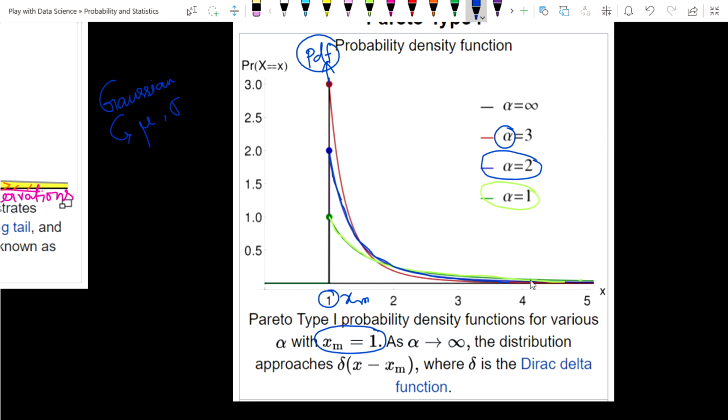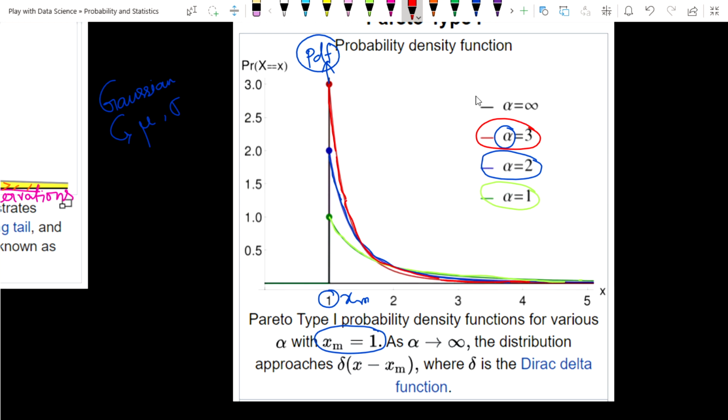Just see these things. When we decrease the value of alpha, the curve of the distribution will be flatter, which means the tail is increased. And the red line is showing this one. And when you take alpha equal to 3, the line looks like this type of distribution.